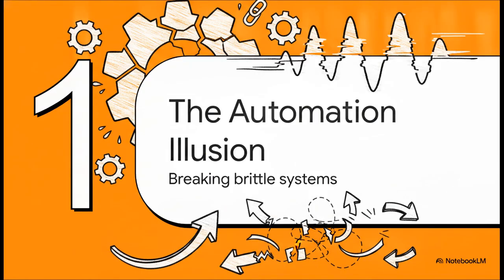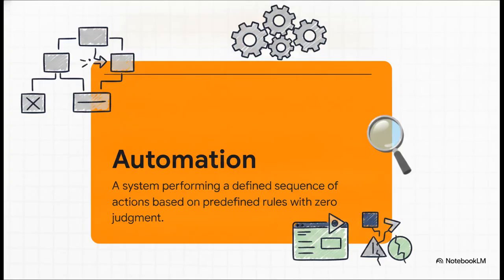Section 1. The automation illusion, breaking the brittleness of traditional systems. We really have to start here, because the way we talk about automation right now is kind of fundamentally broken. We so often conflate any form of a computer doing work for us as just automation. But traditional automation relies on highly brittle trigger action logic. It just executes a defined sequence based on predefined rules.